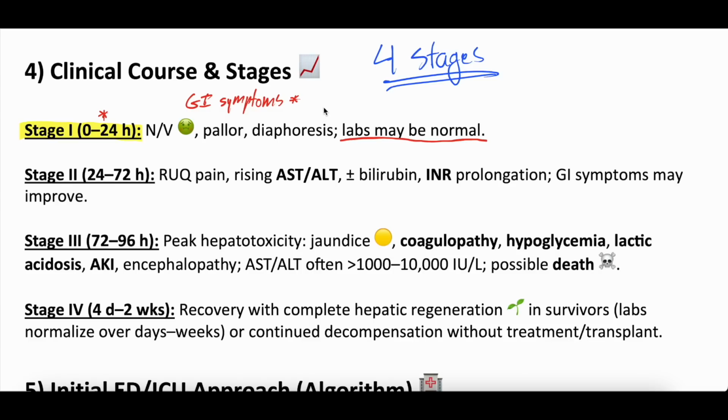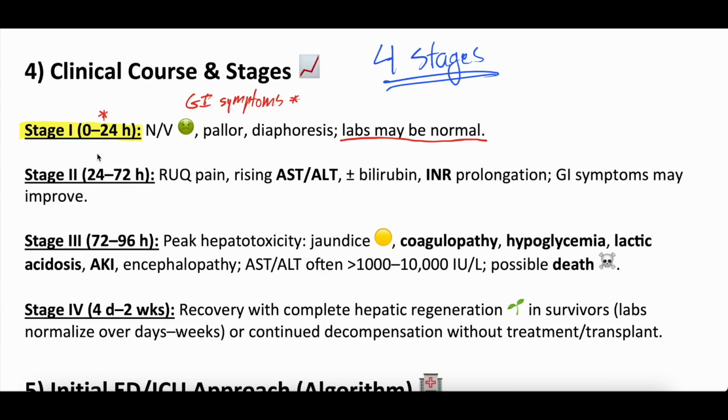But it's important to ask if you've been taking medications. Yes, I have. What medications have you been taking? Acetaminophen. How much have you been taking? XYZ. So it's important to screen for acetaminophen toxicity in folks with GI symptoms, because obviously it's very nonspecific. But that's stage 1, 0 to 24 hours.